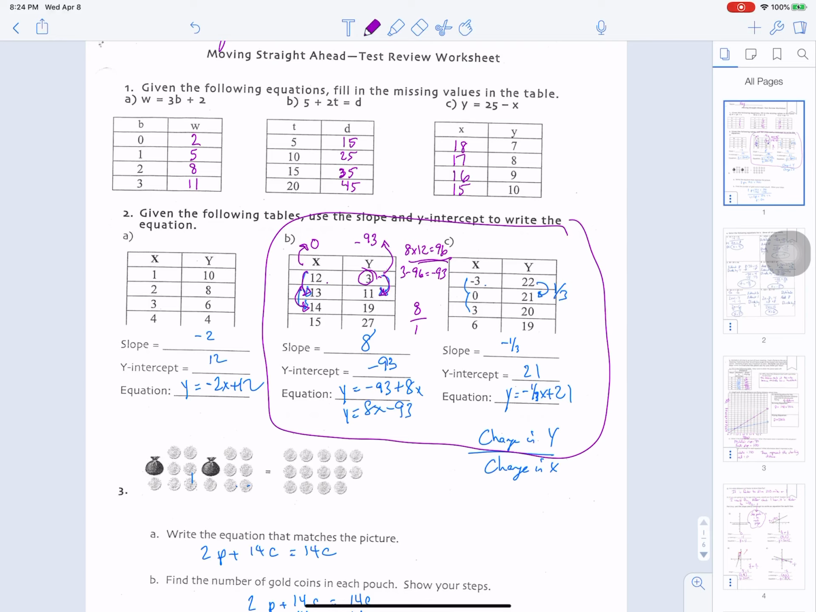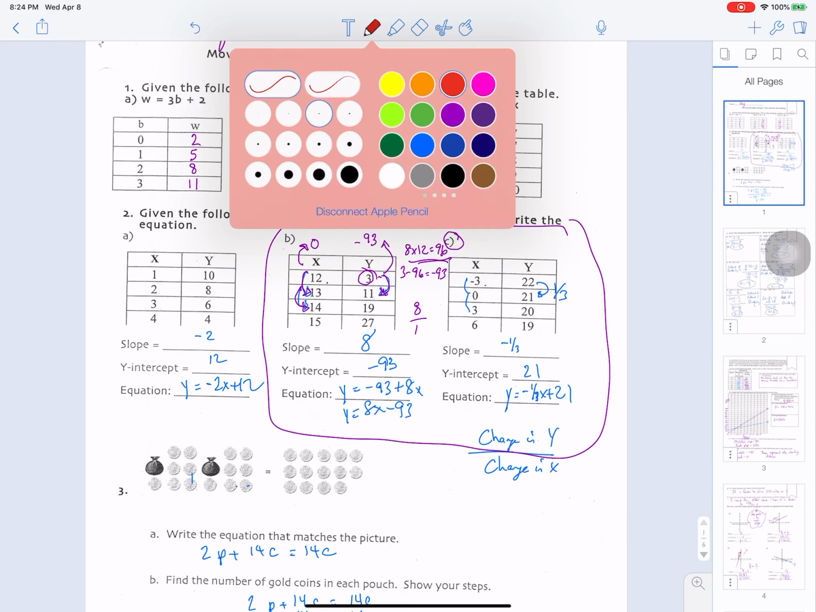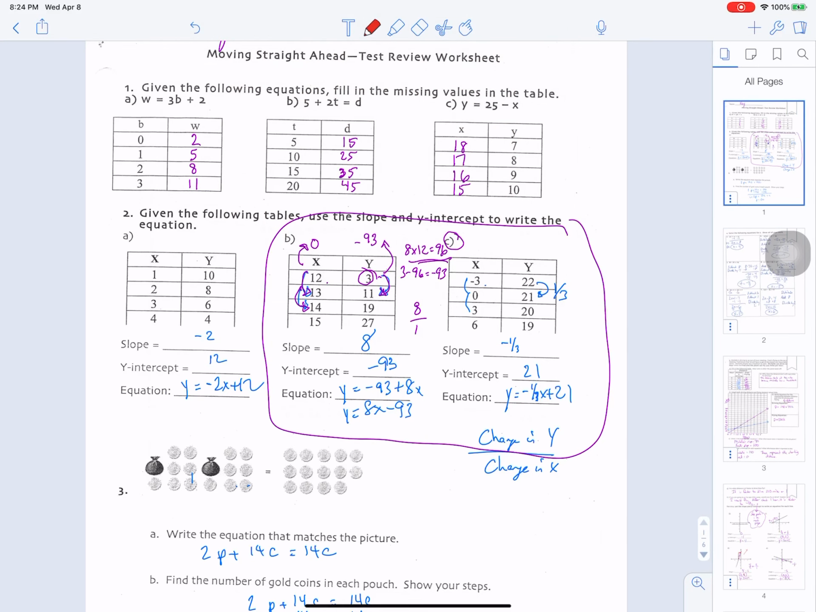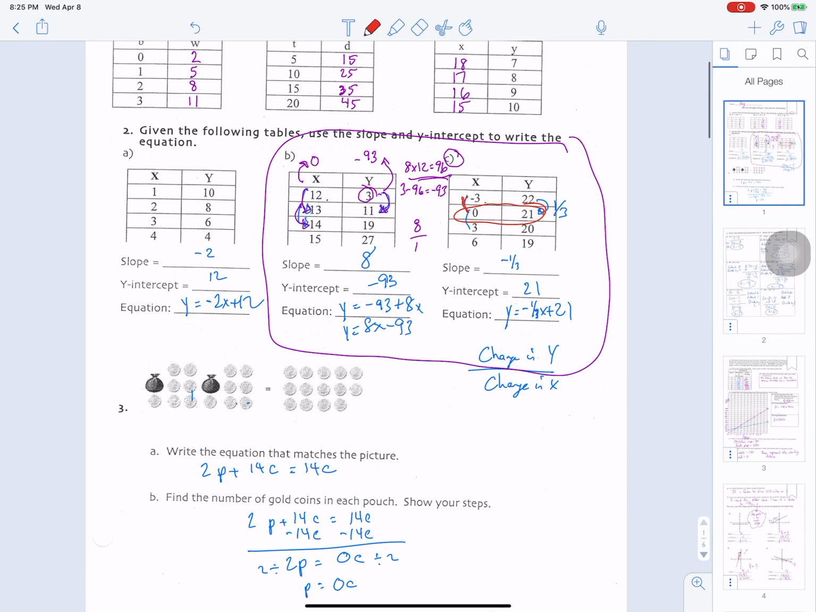So that's the y-intercept. On problem C, you need to look at the fact that X is going up by 3s when Y is going down by 1s. So you have to find the fact that it's a change of 1 in Y to a change of 3 in X. So therefore, it's 1/3, and it's a negative 1/3. The y-intercept is already there, and so that's why you have these equations.